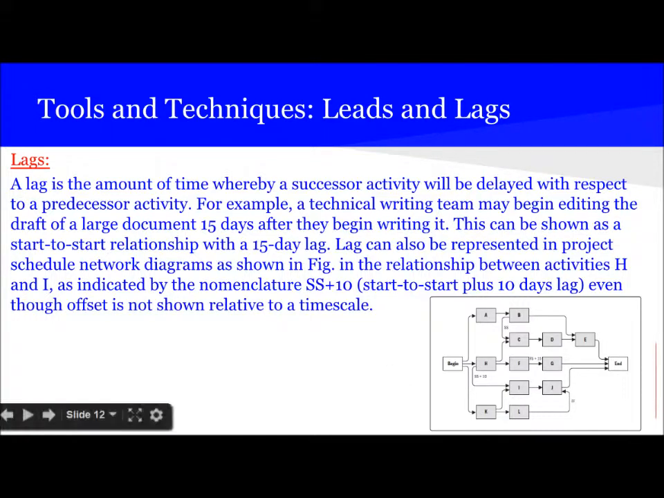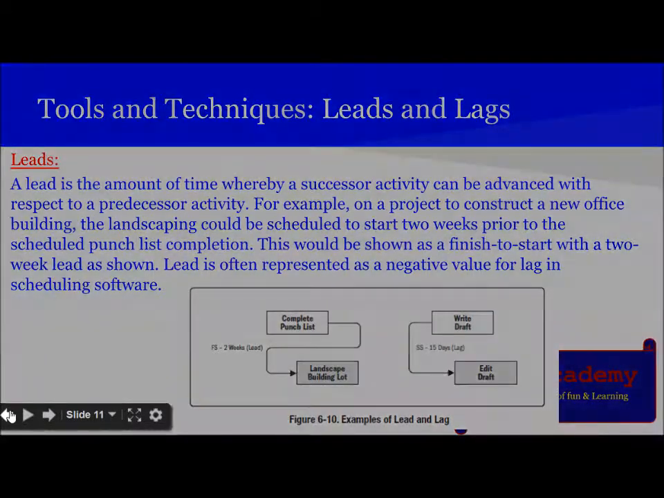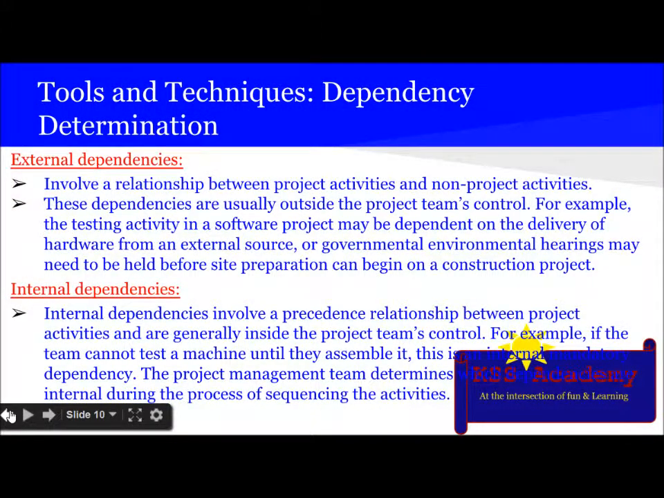And let's revise the four kinds of dependency determination attributes, which were mandatory, external, internal, and discretionary. Mandatory was hard logic inherent in the work, legally or contractually required. Discretionary was preferred logic, preferential or soft logic defined by project team based on the best practices. And it was the external and internal. External involved relationship between project and non-project activities, and internal involves relationship between project activities.